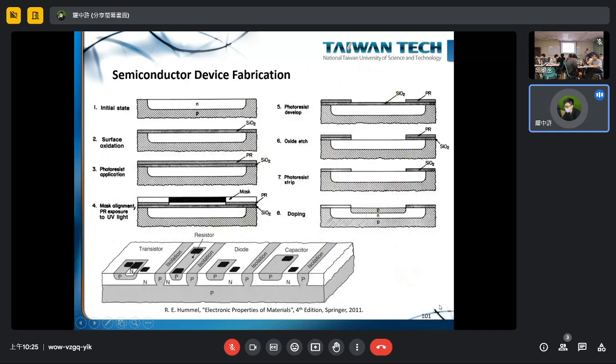And this is the semiconductor device fabrication. This is what you do if you visit the TSMC. You will see something like this.